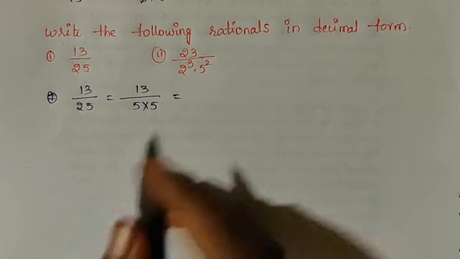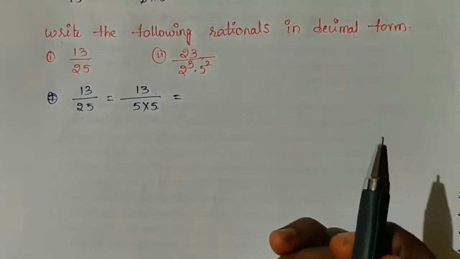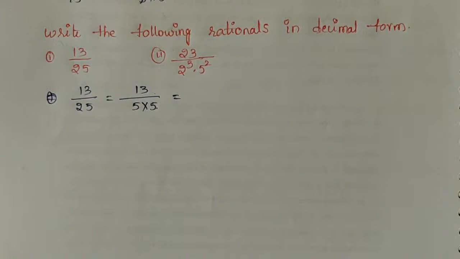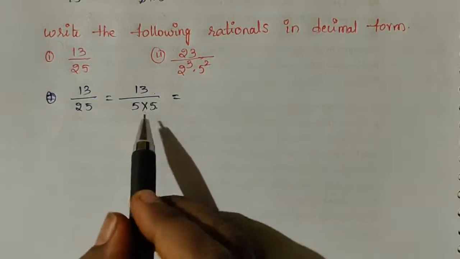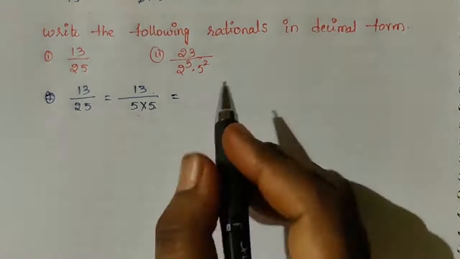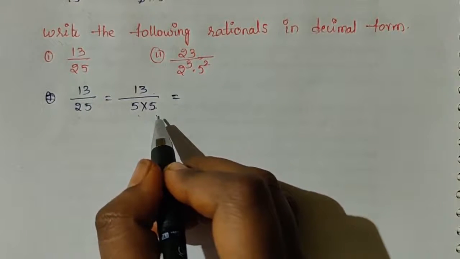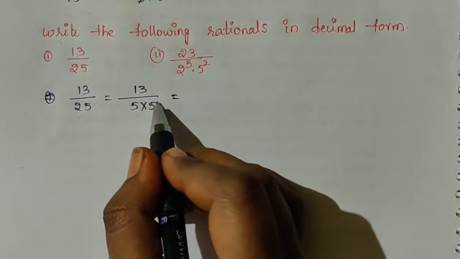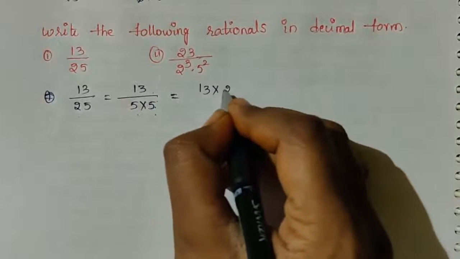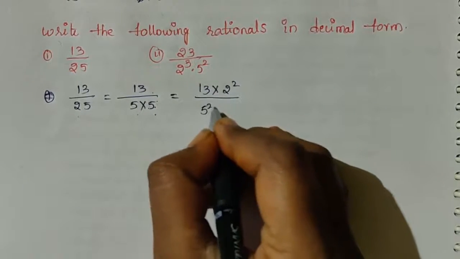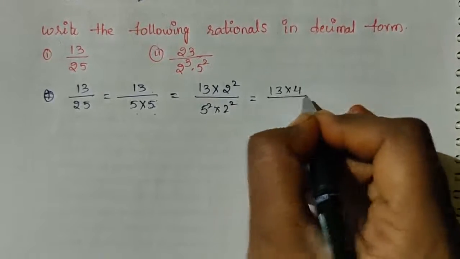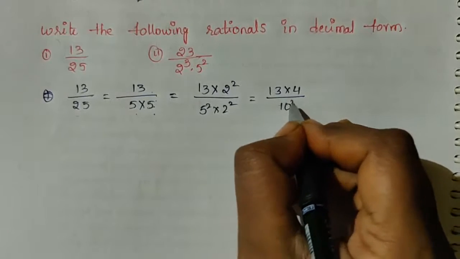Okay. If you want to convert this number into the decimal form without using the actual division, the denominator should be in the form of 2 power n and 5 power m form. Here we have only 5 power m form. For converting this number into the decimal form, you should multiply and divide with the 2 power n. That is, here we have 5 square and we should multiply and divide with the 2 square. Okay. 13 into 2 square upon 5 square into 2 square. This can be written as 13 into 4 upon 5 into 2, that is 10 square.